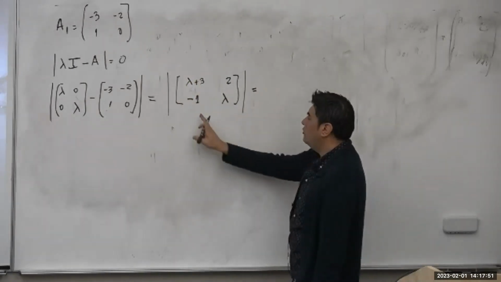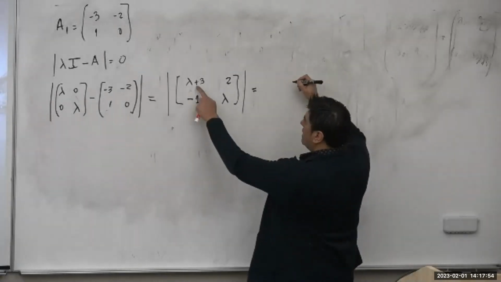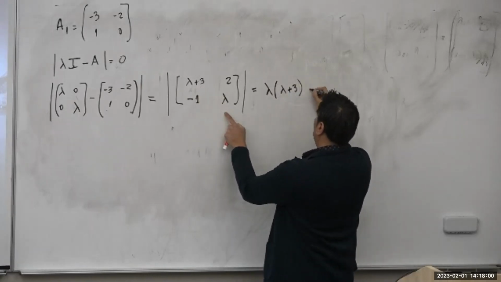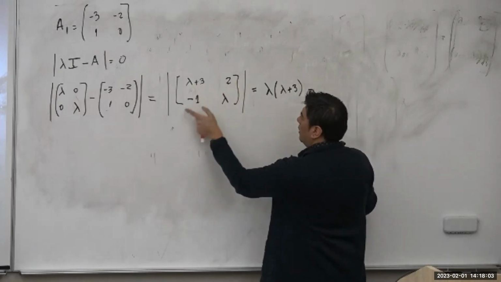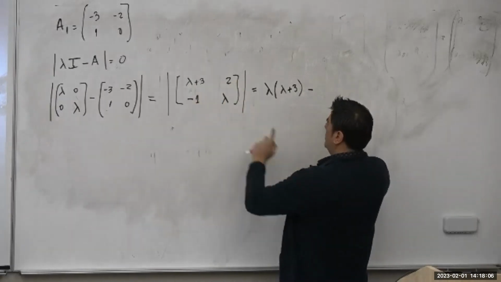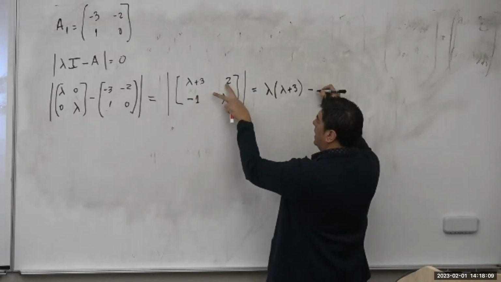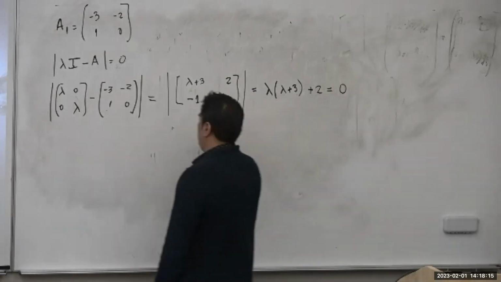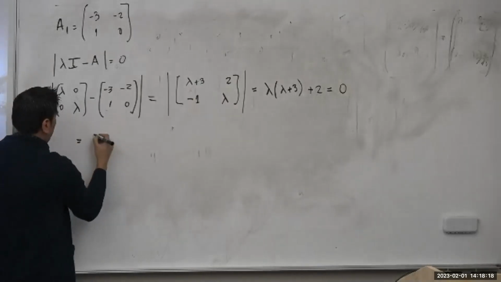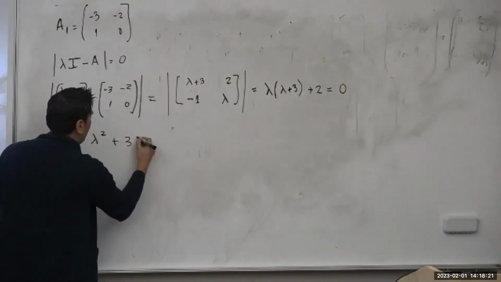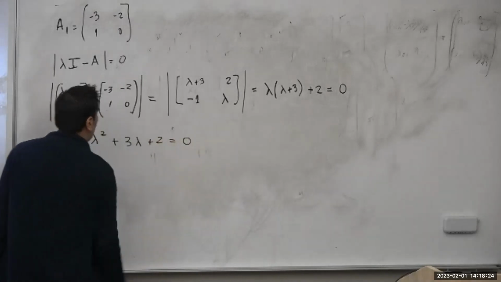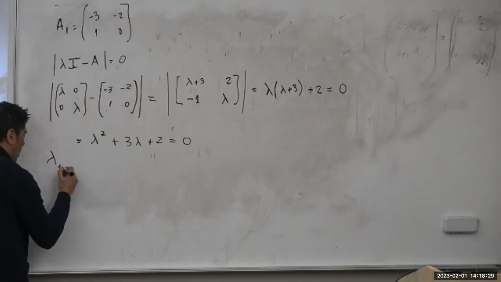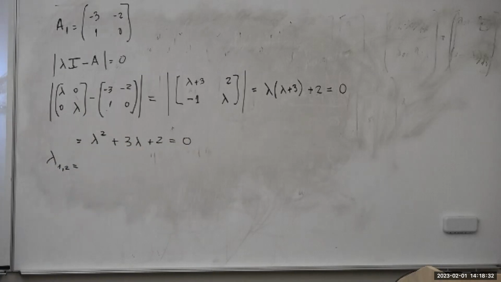So the determinant for this 2 by 2 matrix is obtained by multiplying the diagonal terms and subtracting the product of the off-diagonal terms. So it's the negative of negative 2, which is plus 2. And these need to be equal to 0. So we can multiply the terms here, and you get lambda squared plus 3 lambda plus 2 is equal to 0. So that's a quadratic equation we can solve, and we know how to solve it because we have an analytical expression for this.